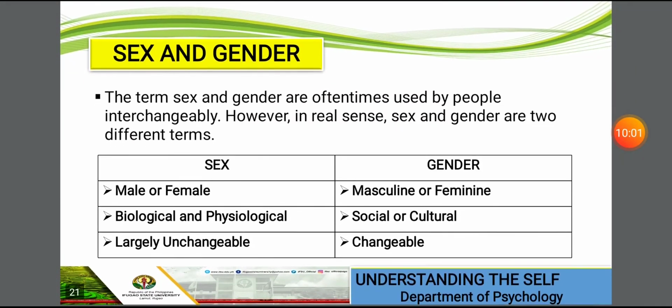So let's differentiate sex and gender. The terms sex and gender are oftentimes used by people interchangeably. However, in real sense, sex and gender are two different terms. When we say sex, this is the male or female category of a person. It could be biological and physiological, and it is largely unchangeable.